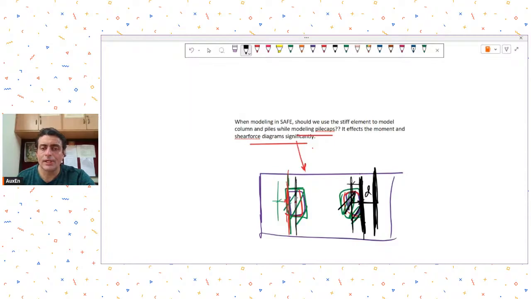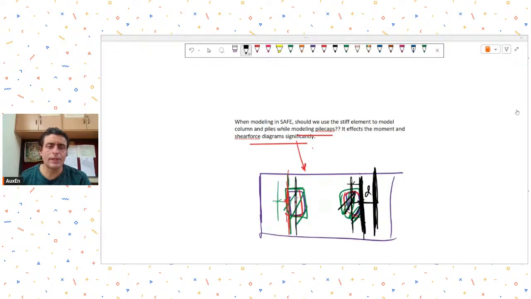So modeling it as stiff or not modeling it as stiff does affect the moment diagrams. But remember that you have to check at the face of support or at d distance away from the support. Over there, the diagrams don't change. It is just that the moment diagrams you would see slightly different just below the support points, if you have modeled it as stiff or if you have not modeled it as stiff.